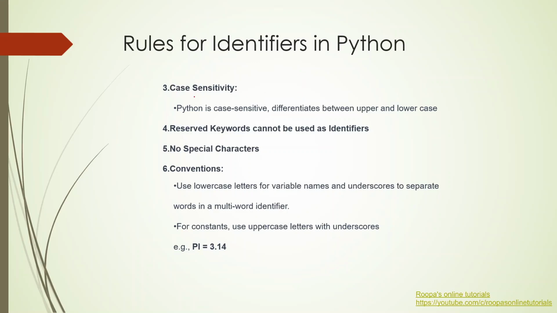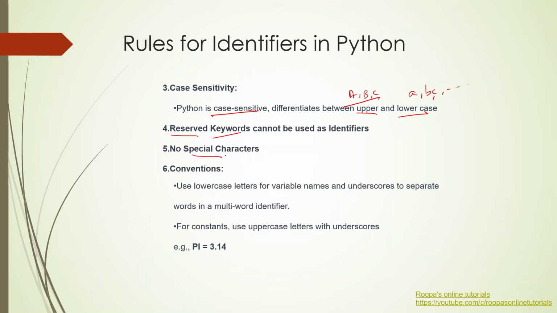The next rule is case sensitivity. Python is case sensitive. Case sensitive means it differentiates between upper and lower case. Uppercase means capital ABCD, all the capital letters, and lowercase is the small alphabets. Reserved words, or the keywords, cannot be used as identifiers. I told you in the previous slide when I talked about keywords itself.